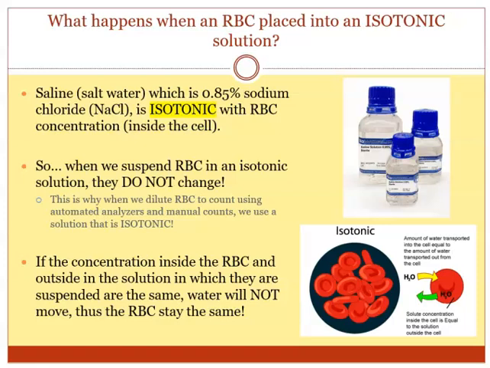So again, when we're looking for a solution to suspend red blood cells or to dilute red blood cells down in the laboratory, we look for a solution that's going to be isotonic with our red blood cells, because we don't want our red blood cells to swell up, to shrink, or be damaged in any way. We want our red blood cells to be isotonic with whatever solution we use.